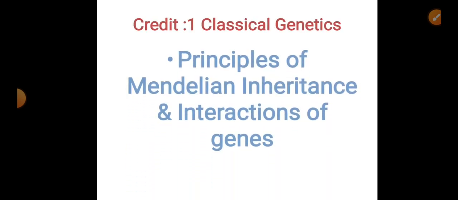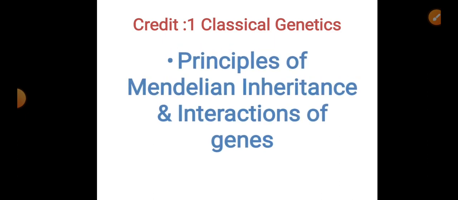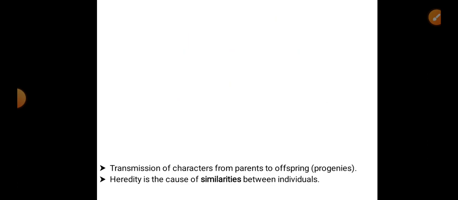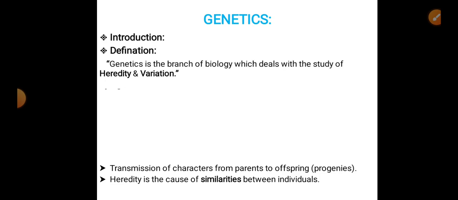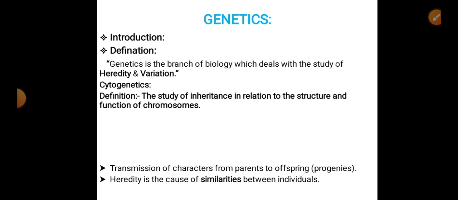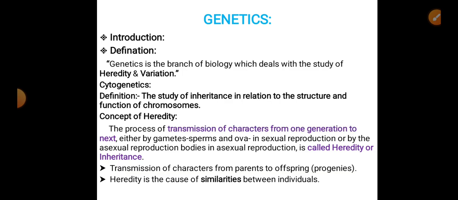Our today's topic in cytogenetics is classical genetics, the principle of Mendelian inheritance and interaction of genes. Now, genetics introduction. What is the definition of genetics? Genetics is the branch of biology which deals with the study of heredity and variation.